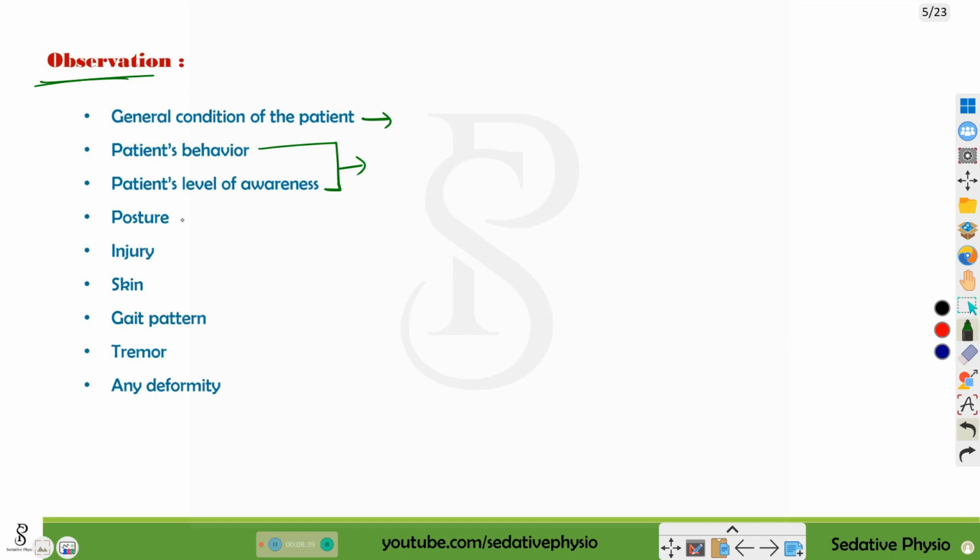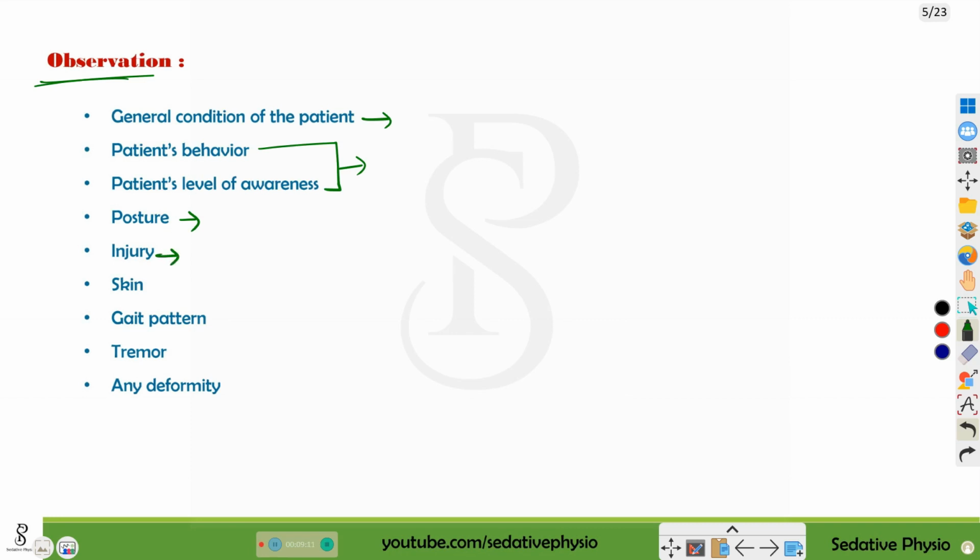Okay, now posture. In the case of Parkinson, there is a postural abnormality. Generally, the patients with Parkinson bend their upper trunk. The upper trunk is in the forward flexed position, and this leads to many different complications in the pulmonary area. Okay, so we have to observe the posture of the patient.